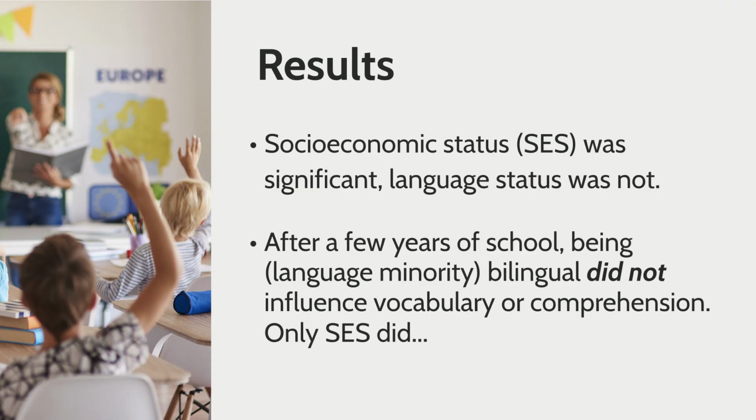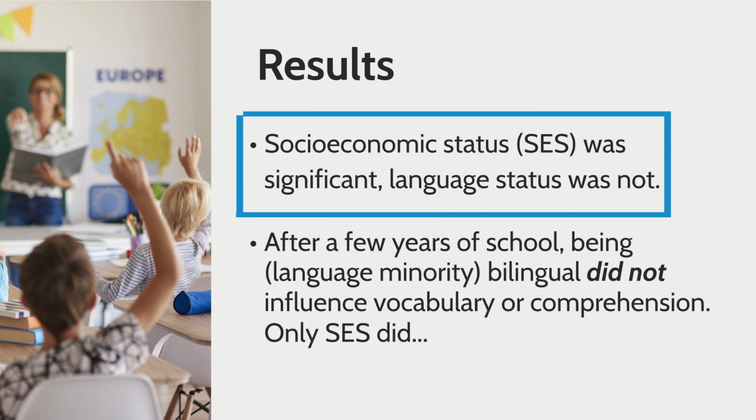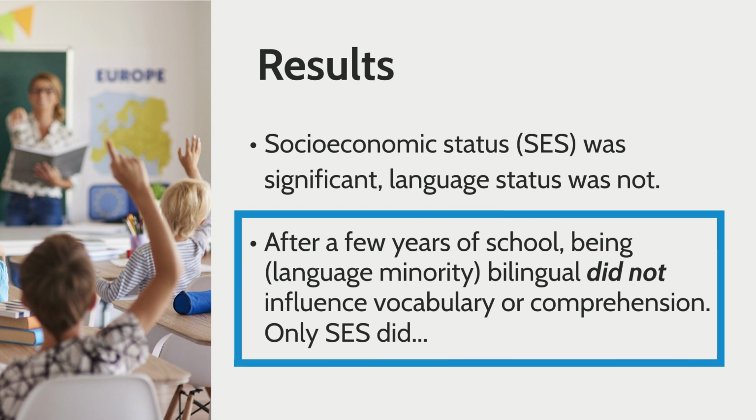All right, so what were the results? I'm going to try and break down their analyses and results as simply as possible. We'll see if I succeed in this. The first thing they did was run a series of hierarchical regressions. The regressions showed that only SES mattered, not language status. So being bilingual after a few years of schooling no longer affected the scores on vocabulary and comprehension measures. So now we know that language status, being bilingual, doesn't matter as much for these 9 to 11-year-olds.